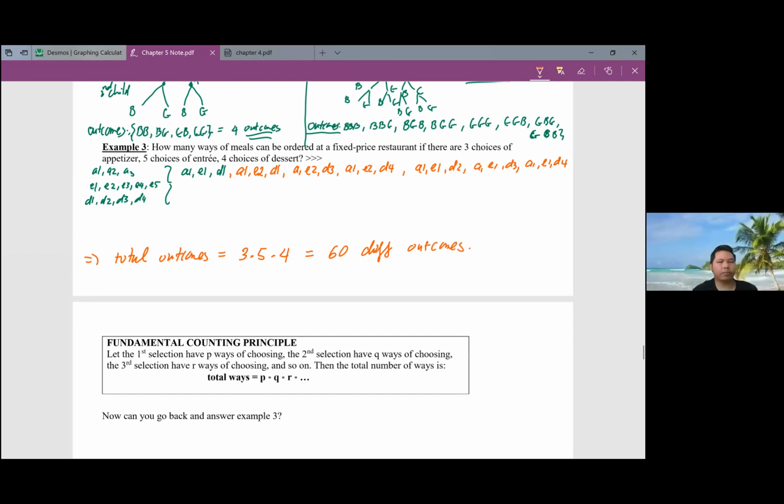Yes, Matthew. How would that apply to example 2? Yeah, I'm going to go back to that in a bit, Matthew. Oh, my bad.